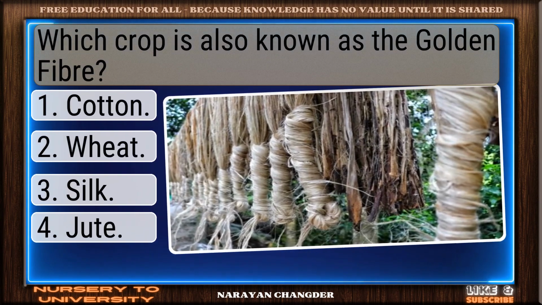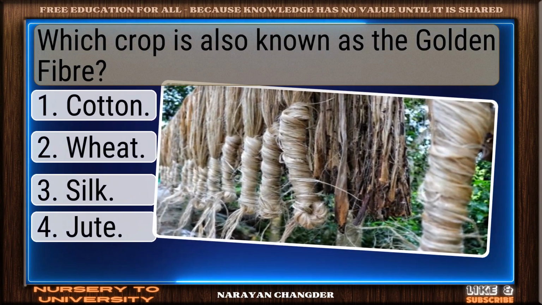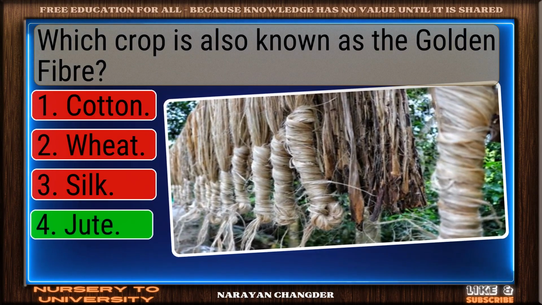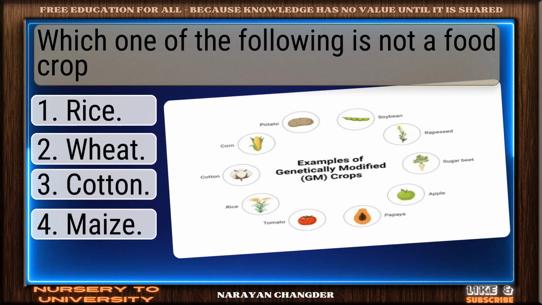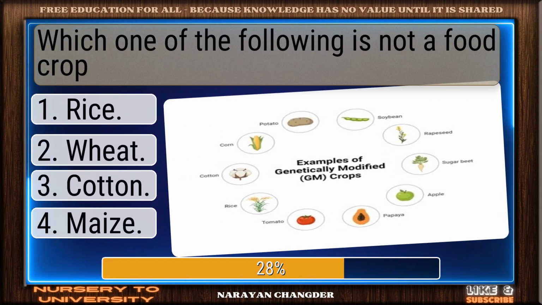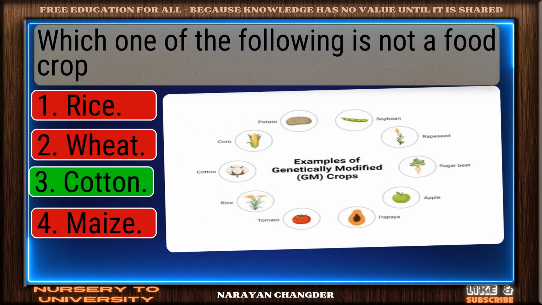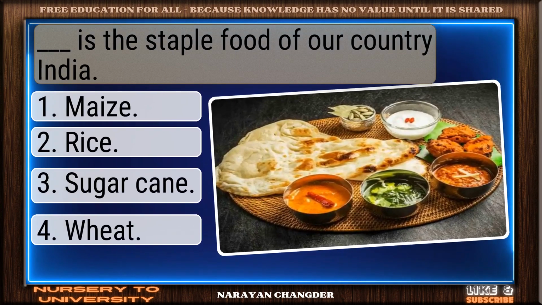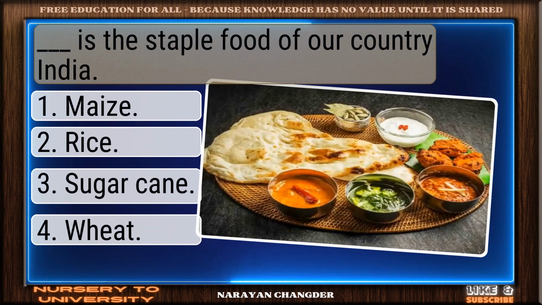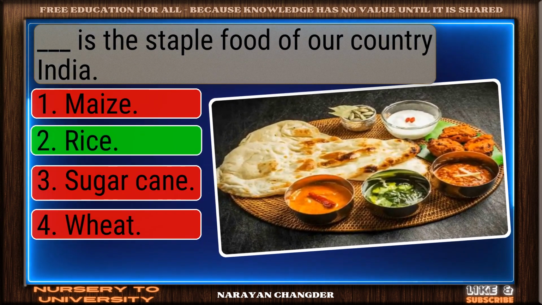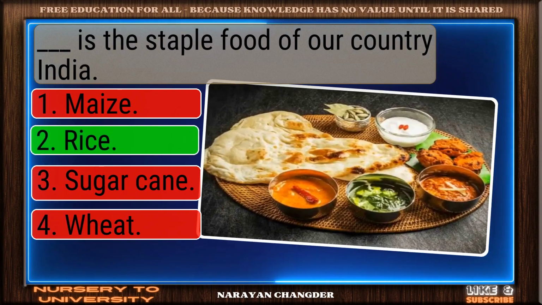Which crop is also known as the golden fibre? Well picked. Jute is correct. Which one of the following is not a food crop? Good thinking. Cotton is right. Dash is the staple food of our country, India. Smart pick. Rice is correct.